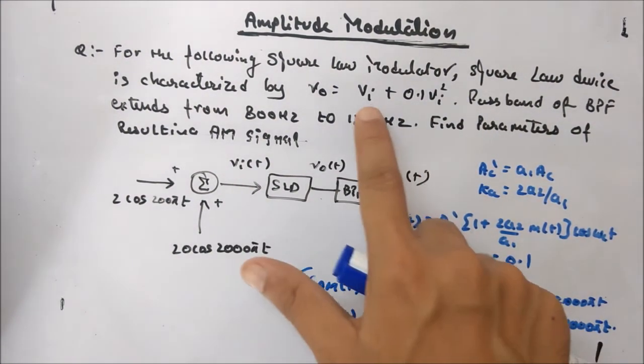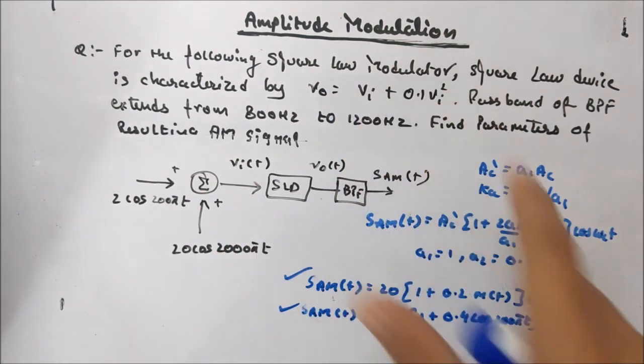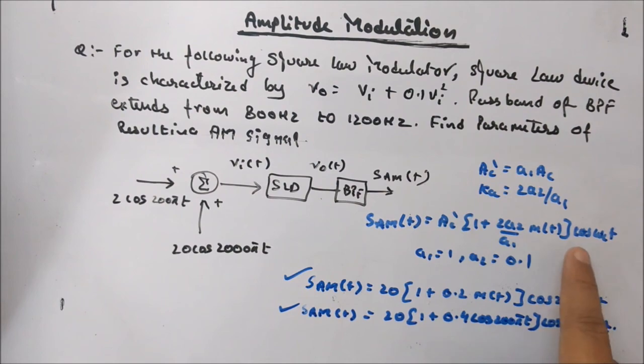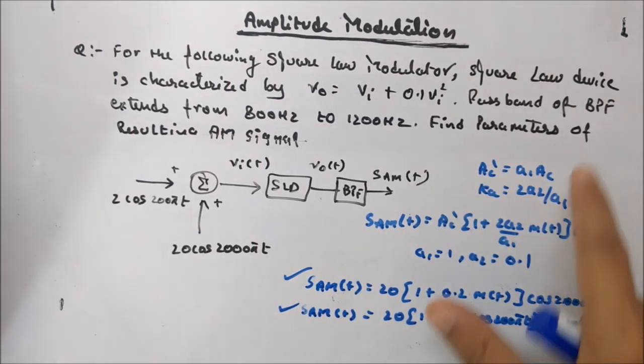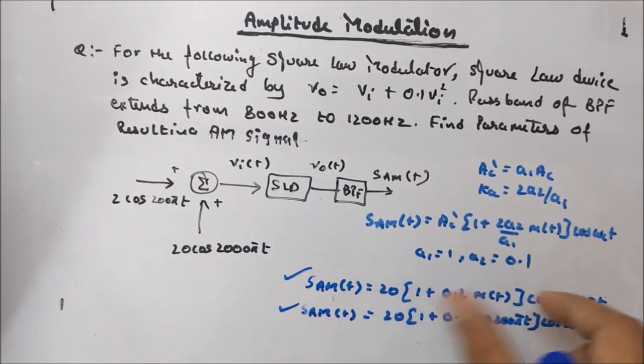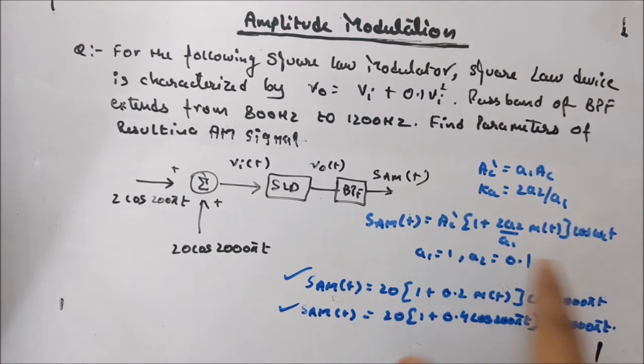This formula applies only when the terms present in Vo are Vi and Vi square. If you have higher order terms, then you have to actually solve it, and you will end up with some other expression. But your band pass filter will take care of the frequencies which have to be present in the AM signal. So ultimately you will get this expression. Okay.